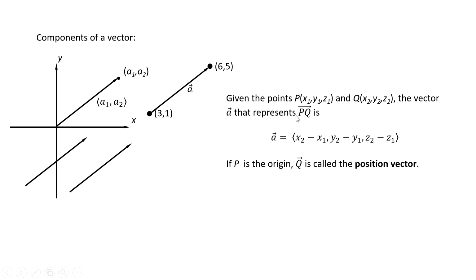And if P happens to be the origin, then we call Q the position vector. In this case, we won't say PQ because P happens to be the origin. We'll simply call it vector Q, and it's called the position vector. Anytime the tail of the vector happens to be at the origin, we call that vector the position vector. Cool?